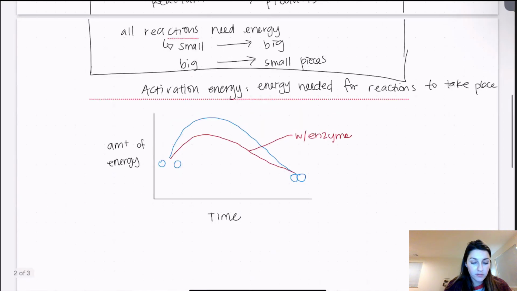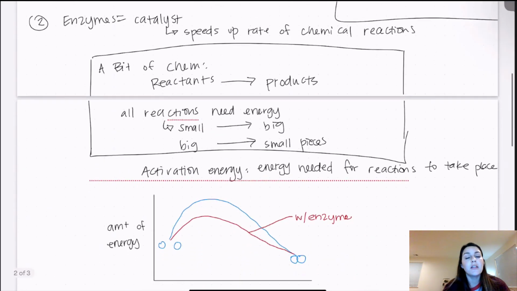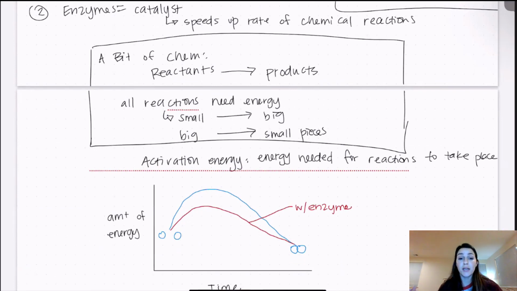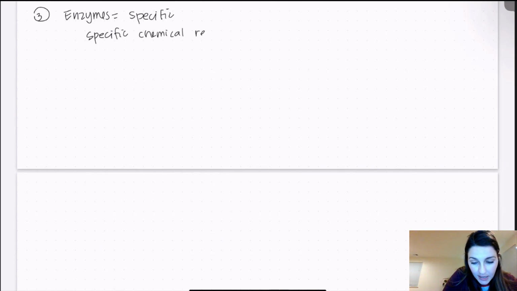So that first thing, enzymes are proteins. They have specific functions because they have a specific structure. The second thing is that enzymes are catalysts. They can lower the activation energy of a reaction, make that reaction happen more easily. The third thing I want you to know about enzymes is that they are specific. Enzymes are specific because they only do one job, and that's really important because then they get really good at that job. So the science way to say this is that there's a specific chemical reaction it facilitates.